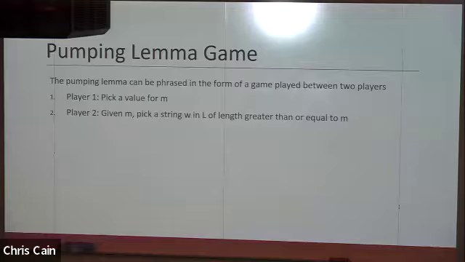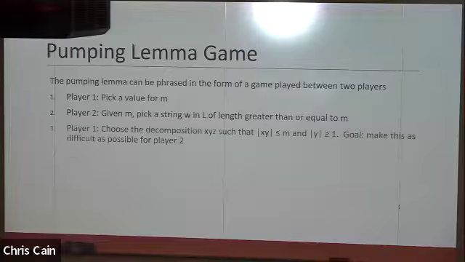Player 2 is going to say, okay, you picked this difficult value of m for me. I am going to select the string that is in the language that has to be of length greater than or equal to that m that was given to you. So this string is now selected. Its length is greater than the value that player 1 gave.